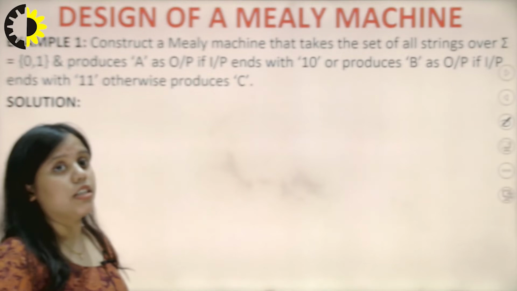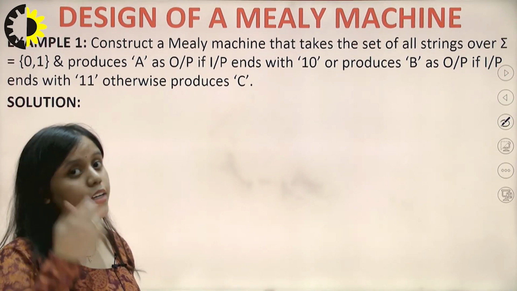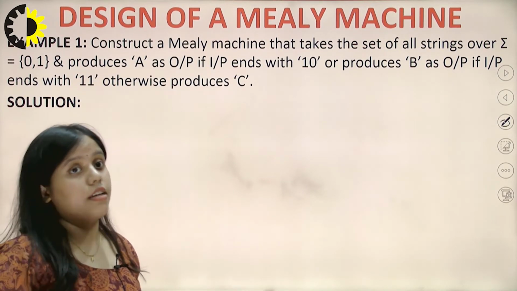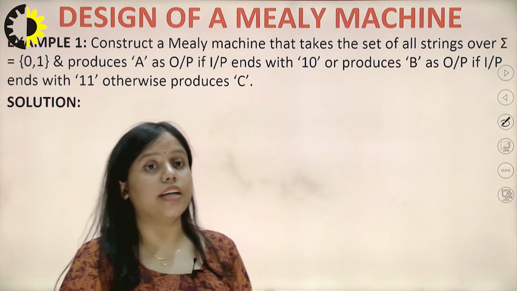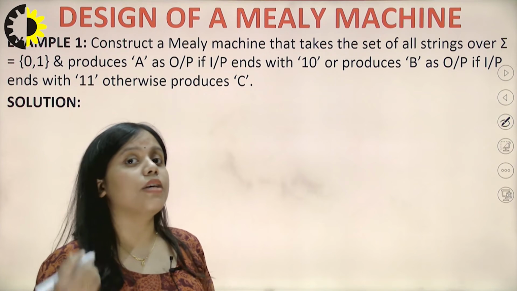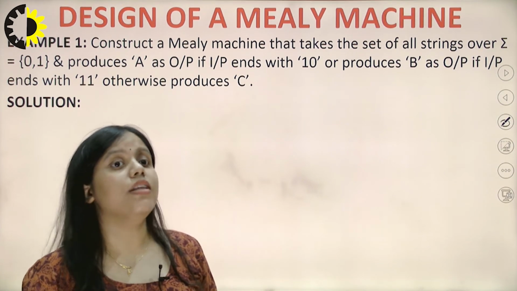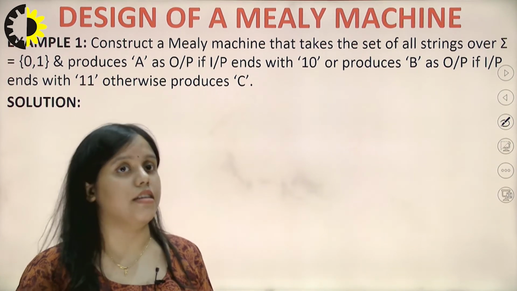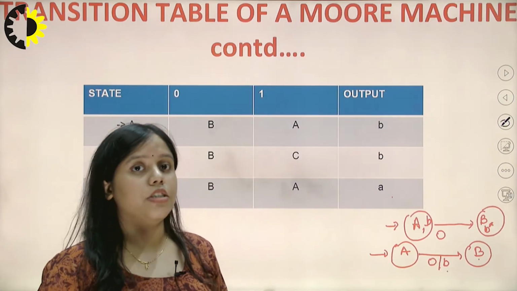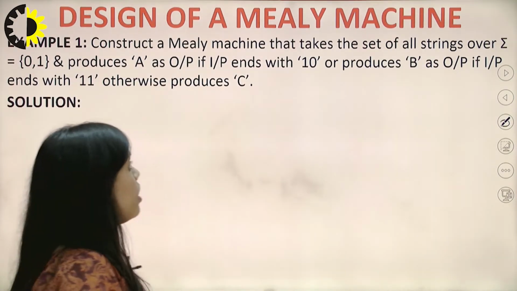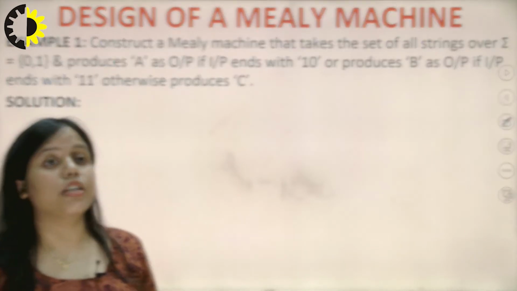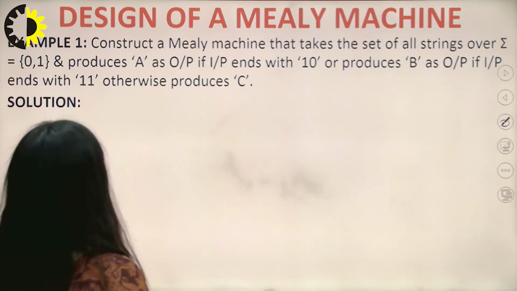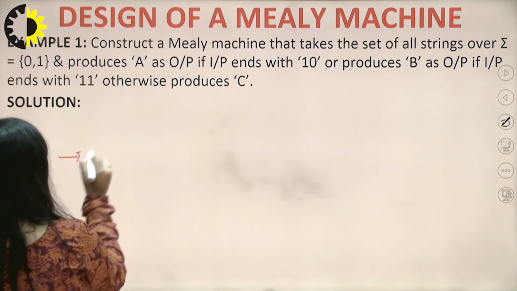Design a Mealy machine. Construct a Mealy machine that takes the set of all strings over sigma 0, 1 and produces A as output if the input ends with 1, 0, or produces B as output if the input ends with 1, 1, otherwise C. Now let's create a Mealy machine for this. What does Mealy machine mean? We'll have the input and output in the same array. So let's draw it.